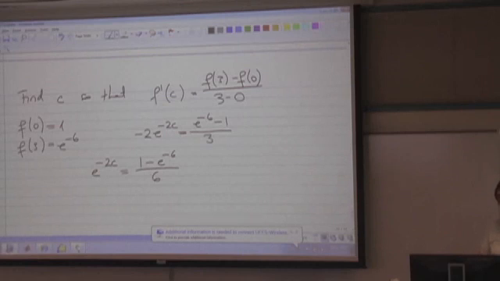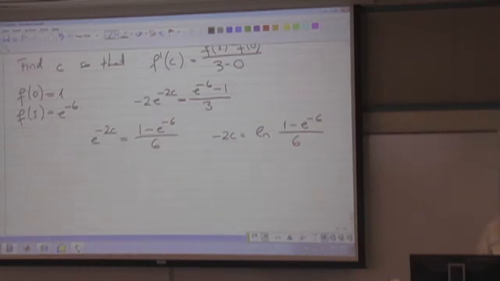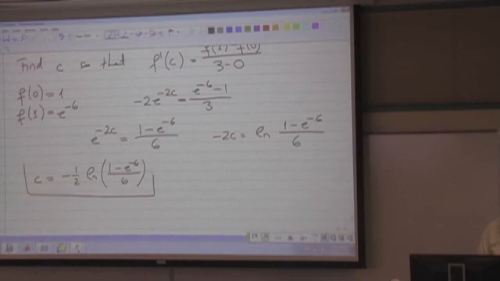What next? Natural log. So minus 2c is the natural log of (1 minus e to the minus 6) divided by 6. Which means that c is minus 1/2 natural log of (1 minus e to the minus 6) divided by 6. Hence why I said you can stare at it all you want, you're not going to come up with this answer just by looking at it.